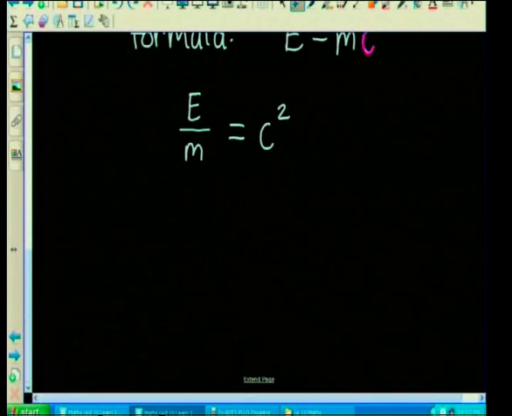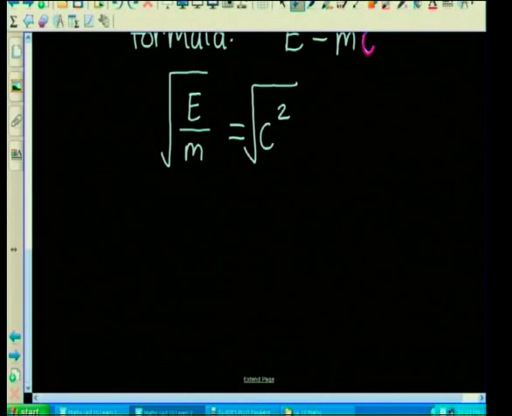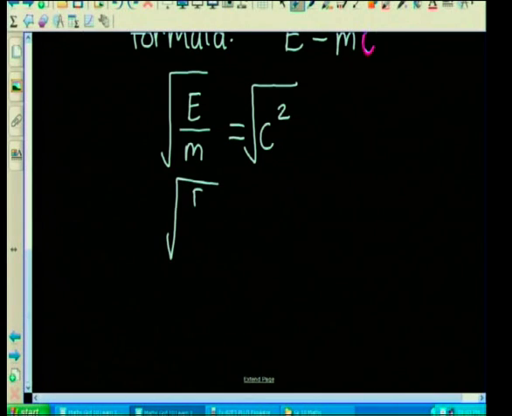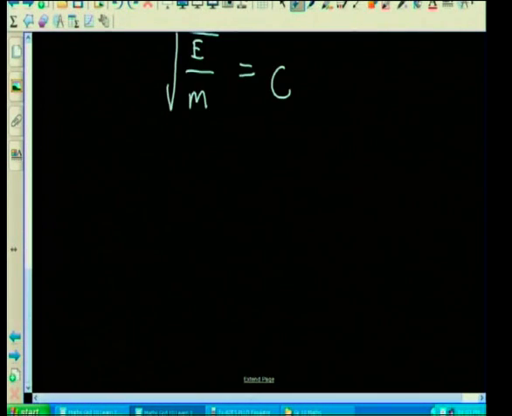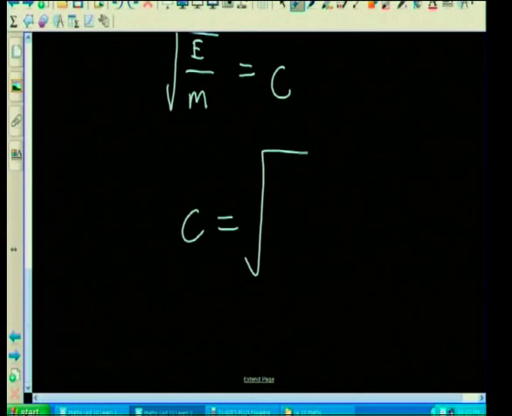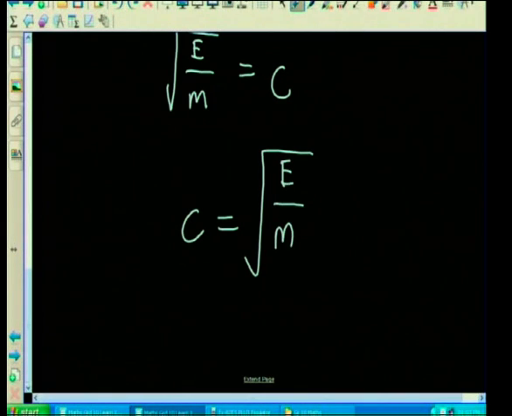How do I get rid of the squared? I'm going to square root both sides, leaving me with the square root of E over M is equal to C. Just to rewrite it nicely, C is equal to the square root of E over M. Let's move on.